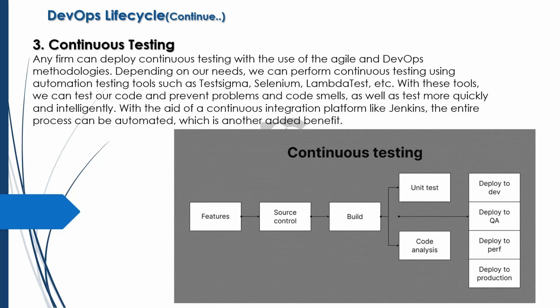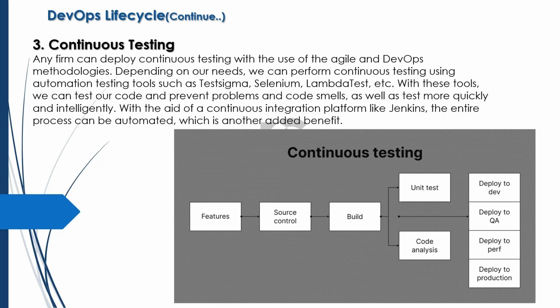Continuous testing can also be integrated with the lifecycle, and Jenkins is the tool used for this. Like Jenkins, there are various tools for integrating or combining two or more lifecycle phases at the same time.